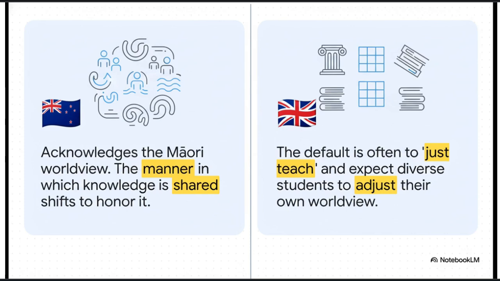The science doesn't change, but the way it's shared, the storytelling around it, the community aspect, that shifts. Now, contrast that with the UK, where the default is often to just teach, which really means presenting the Western academic tradition as if it's a neutral, universal default, and then expecting this incredibly diverse student body to do all the heavy lifting of adjusting to it.